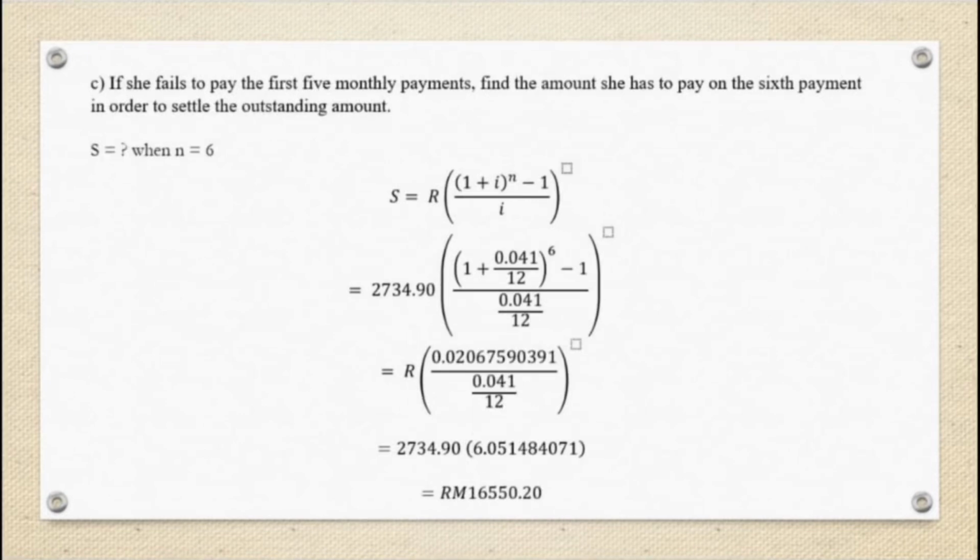Last question. Question C. If she fails to pay the first 5 monthly payments, find the amount she has to pay on the 6th payment in order to settle the outstanding amount. So basically, for this question, we need to find the accumulated amount and the future value of the 5 payments that she fails to pay, when the value of n equals to 6, because she has to pay on the 6th payment.